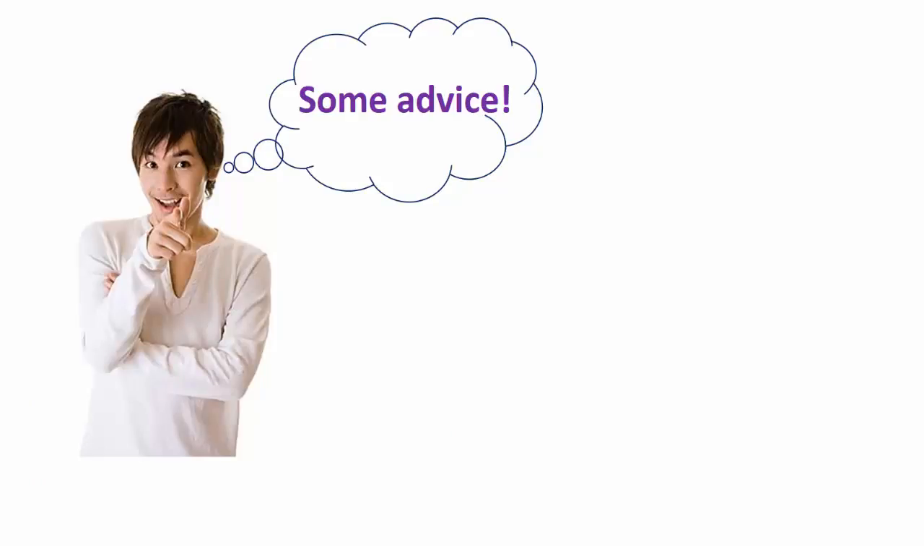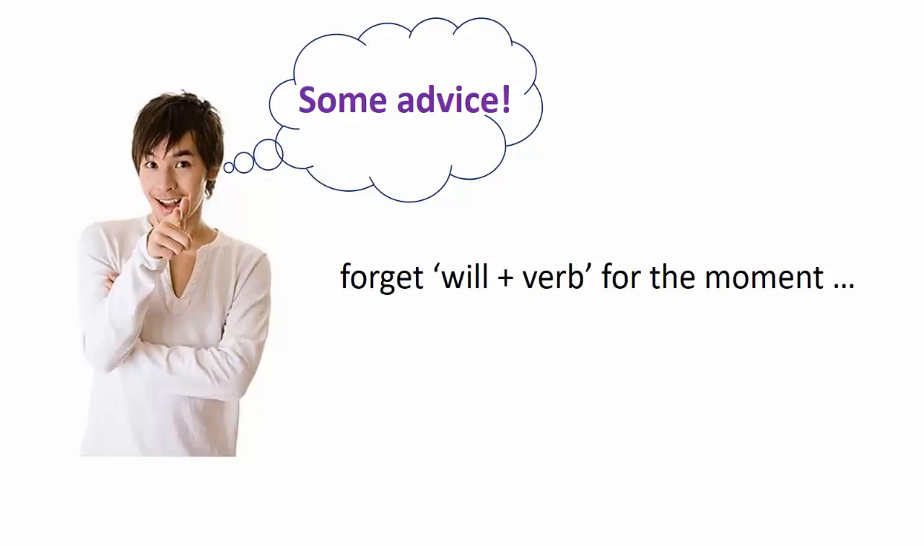In order to make things easier to understand, we're not going to focus on the will plus verb form for the moment, because, as you can see, this is what probably causes students most confusion. So, let's start by looking at the other basic structures which can express future meanings in English. Now you can do the following exercises.